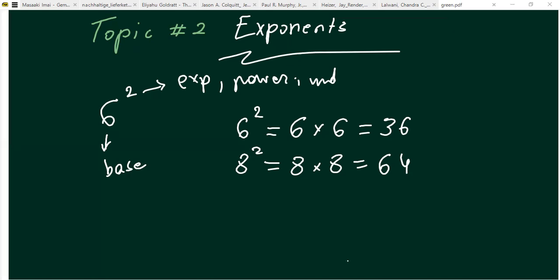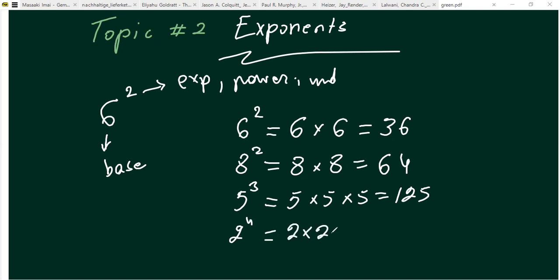One more, 5 with exponent 3. This number says 5 appears 3 times in the multiplication. So I write here 5 multiplied by 5 multiplied by 5 equals 125. In words, we say 5 to the third power, or 5 to the power 3, or simply 5 cubed. Or 2 with exponent 4. This number 4 says 2 appears 4 times in the multiplication. So I write here 2 multiplied by 2 multiplied by 2 multiplied by 2 equals 16.